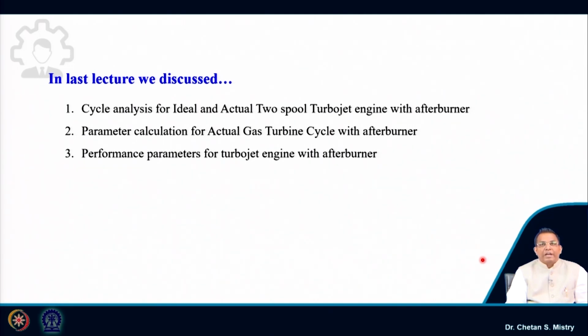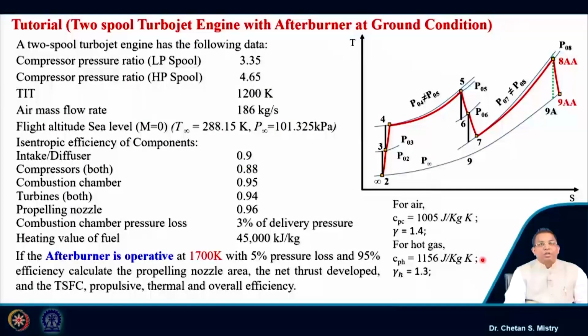Now, in order to understand all the cycles we have discussed, we will take one numerical here. Say we have a two-spool turbojet engine with the afterburner, and for the sake of brevity at this moment we will consider the ground condition. These numbers are similar to what we discussed for our two-spool turbojet engine without afterburner, because we are targeting to discuss what will happen with the incorporation of the afterburner.